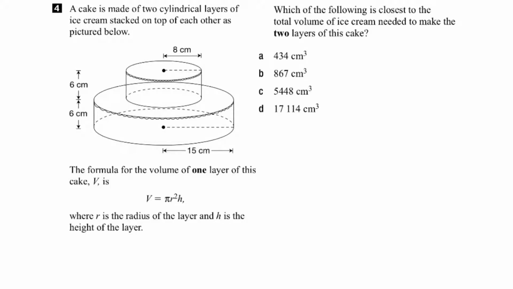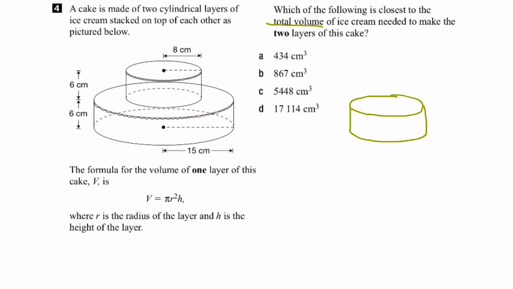In this question, we're given a cake that's made up of two cylindrical layers that are on top of one another, and what we have to find out is what is the total volume of this cake. Okay, so let's look at the top layer. If I draw it out here, and as the question says, it would be a cylinder. It's kind of a squashed cylinder here.